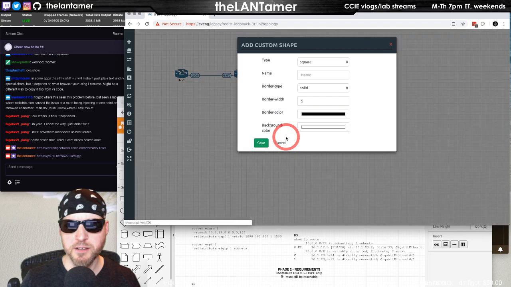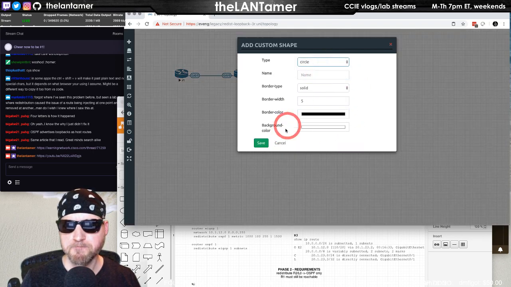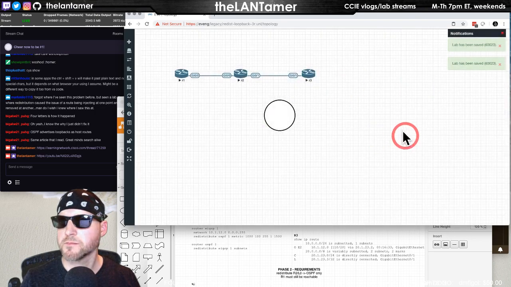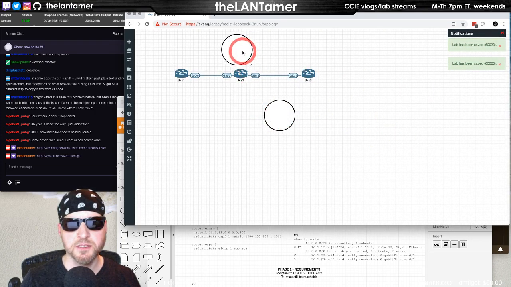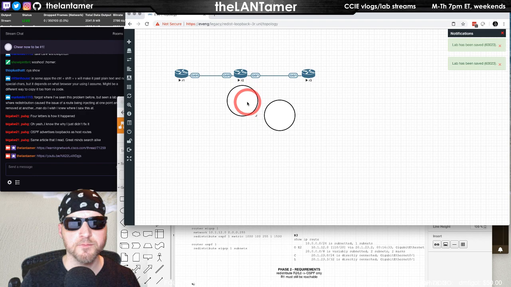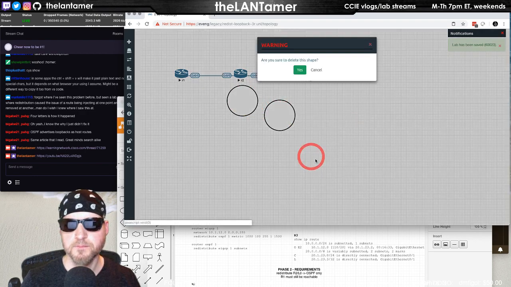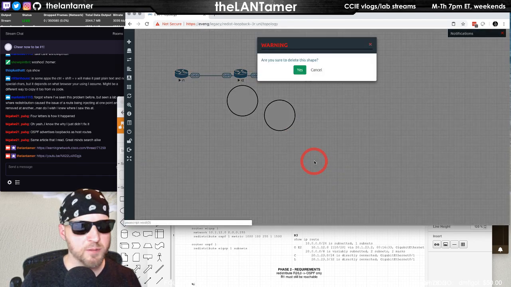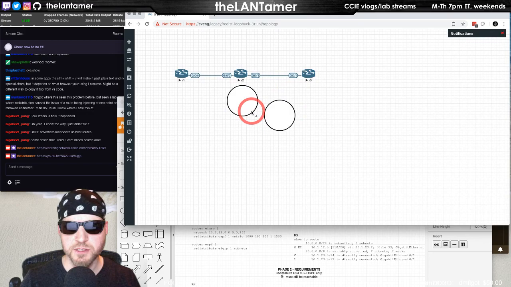Let's add a shape here. The lab's struggling just a little bit. Actually, we can use this drawing. Why am I doing that one? Let's use this drawing here.